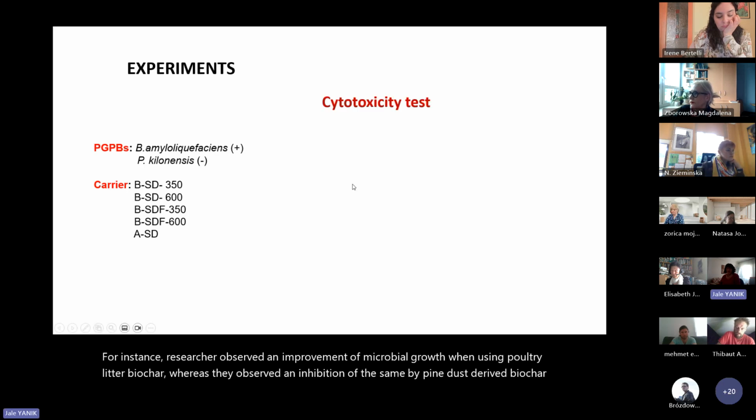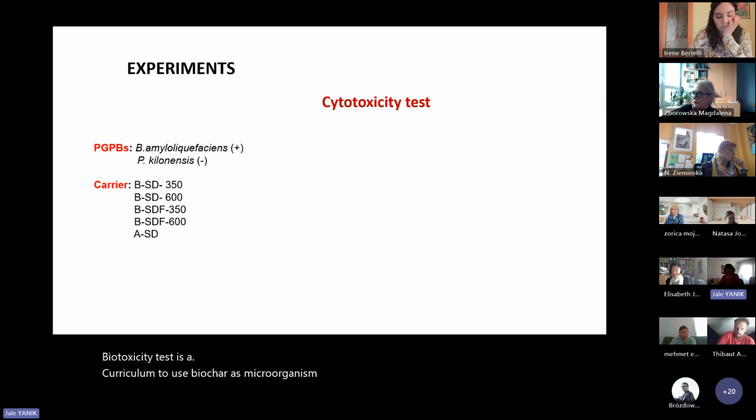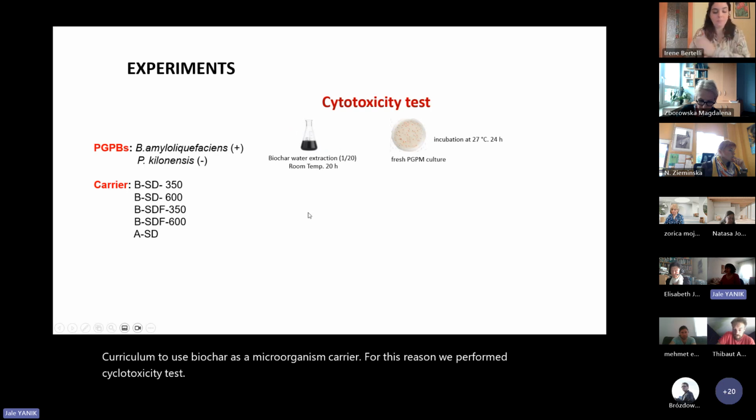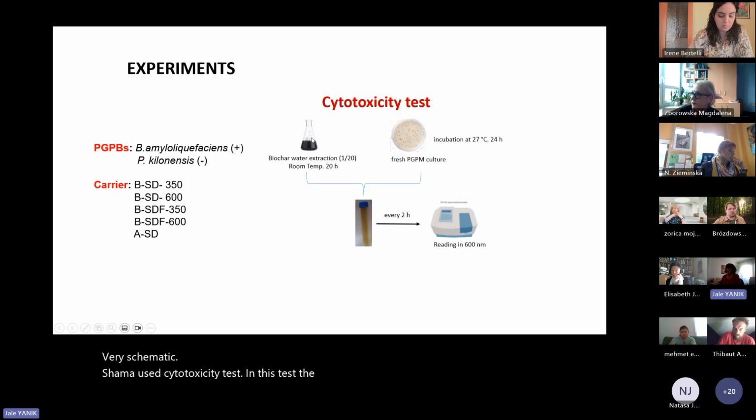Biotoxicity testing is critical to use biochar as a microorganism carrier. For this reason, we performed a cytotoxicity test. Here you see the very schematic schema used for the cytotoxicity test. In this test, the biochar was extracted with water for 20 hours.